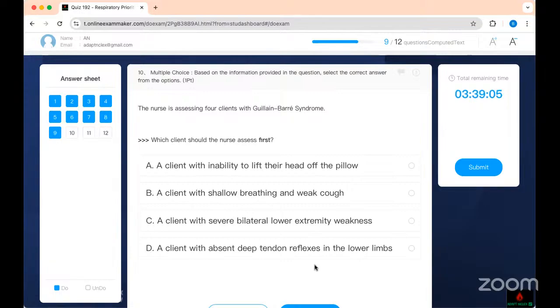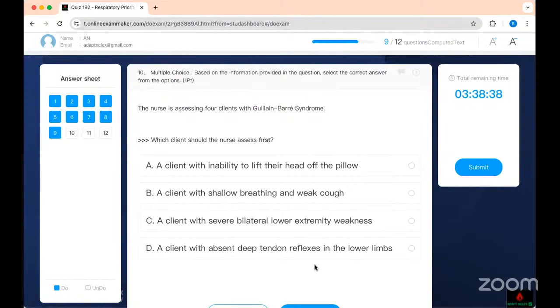For GBS patients, who do you think is your priority? Who do you need to see? Put down your answer and let's think about it. Inability to lift the head up, shallow breathing, and a weak cough, severe bilateral lower extremities weakness, absent deep tendon reflex. They are all Guillain-Barré syndrome.